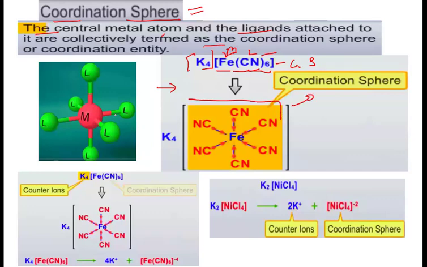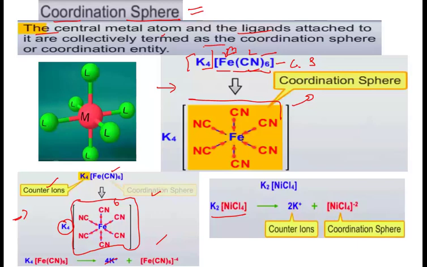Then look at this picture. In K4[Fe(CN)6], the counter ion is K4, or 4K+ when it ionizes, and the rest is within square brackets. What will be the coordination number in this? How many CN are there? CN is monodentate, so the coordination number will be 6. And this part, which is enclosed within square brackets, will be called the coordination sphere. This one is the counter ion.